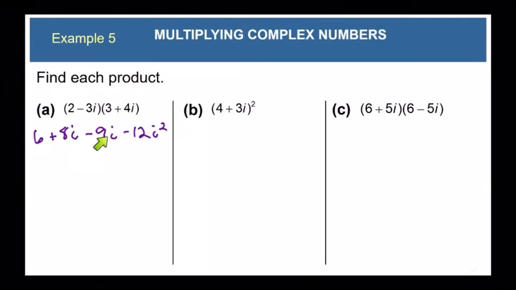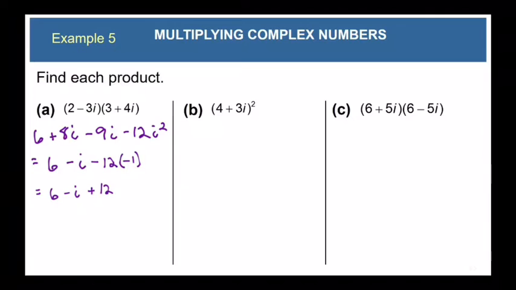Now we'll combine like terms here with our i's, and we'll simplify i squared. So we've got 6, and then 8i minus 9i becomes minus 1i, and then minus 12 times i squared becomes minus 12 times negative 1. Remember, always i squared simplifies to negative 1. So now we have 6 minus i minus 12 times negative 1, so negative 12 times negative 1 is going to become positive 12. And then we can combine like terms at the end. So 6 plus 12 is 18, and then we have our minus i hanging on there.